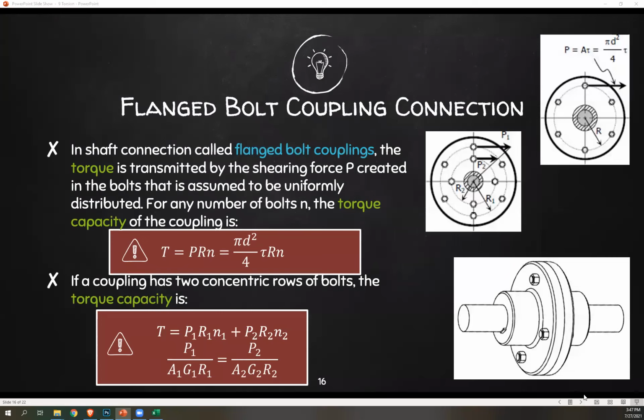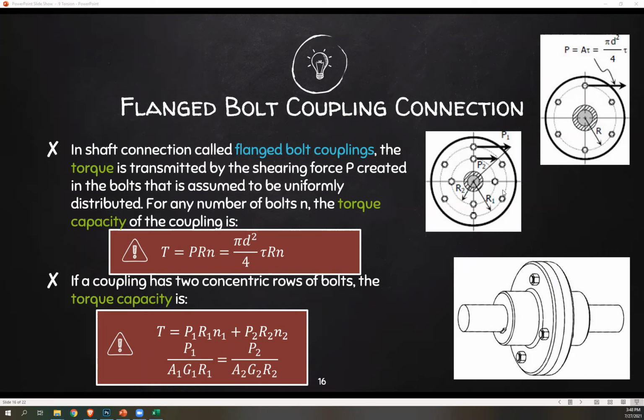In a shaft connection called flange bolt couplings, the torque is transmitted by the shearing force P created in the bolts that is assumed to be uniformly distributed. For any number of bolts n, the torque capacity of the coupling is T equals PRn, or equals pi d squared over 4 tau Rn. So P here is the force creating your torque.